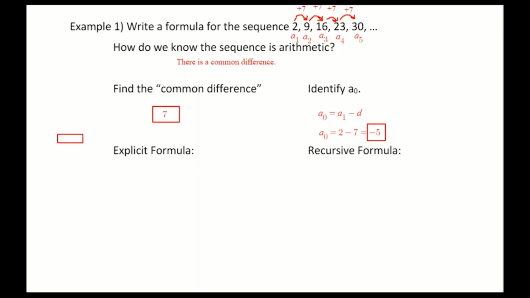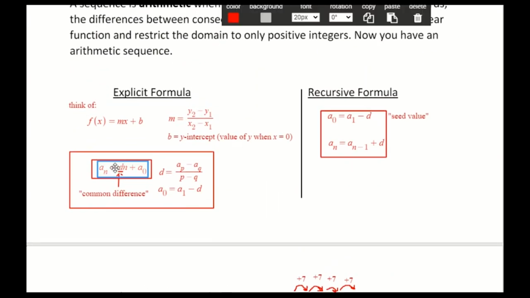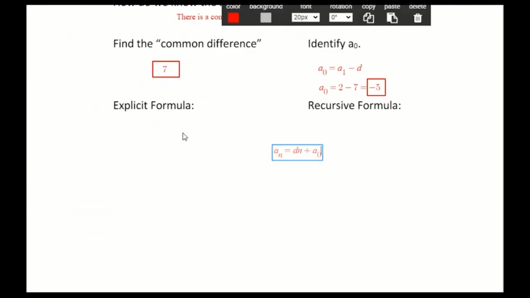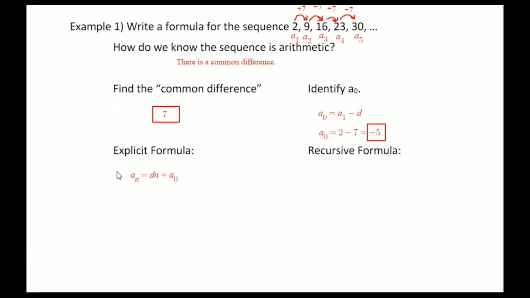Now we're ready to write the explicit formula, which, if you recall from the previous slide, looks like this. Actually, I'm just going to copy this and paste it down here. Now I'm just going to fill in everything that I know. I know the common difference at this point is 7, and I know my a sub 0 is negative 5, so I'm going to change this to a minus 5, and there you go. We've got our explicit formula.